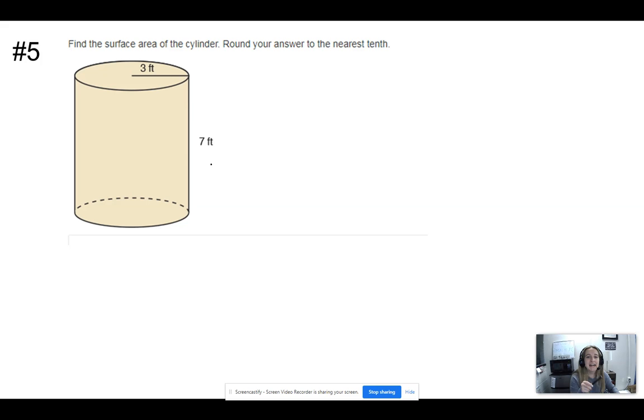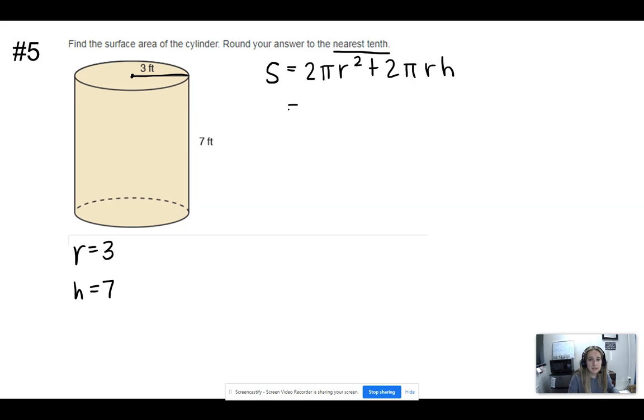Okay, number 5, find the surface area of the cylinder. Round your answer to the nearest tenth. Okay, pick your answer. Okay, so we want to find the surface area of a cylinder. So I'm going to go back to my notes, and I'm going to write down the equation for surface area of a cylinder. And that is 2 pi r squared plus 2 pi r h. Okay, let's label a couple things. I know radius is from the center of the circle to any point on the circle. So I know my radius is 3, and I know my height is 7.